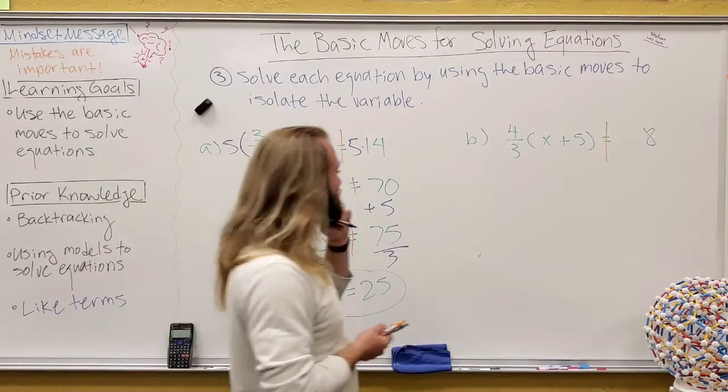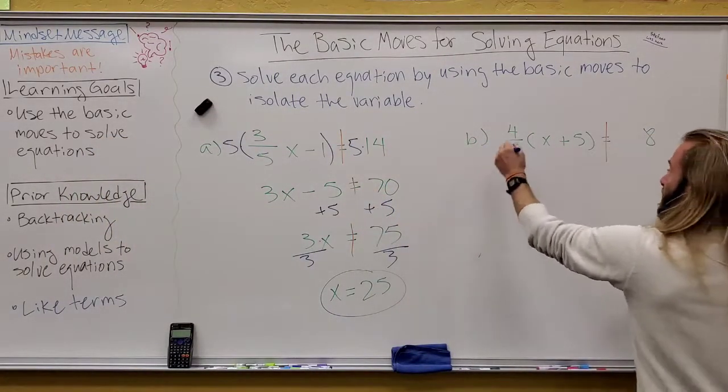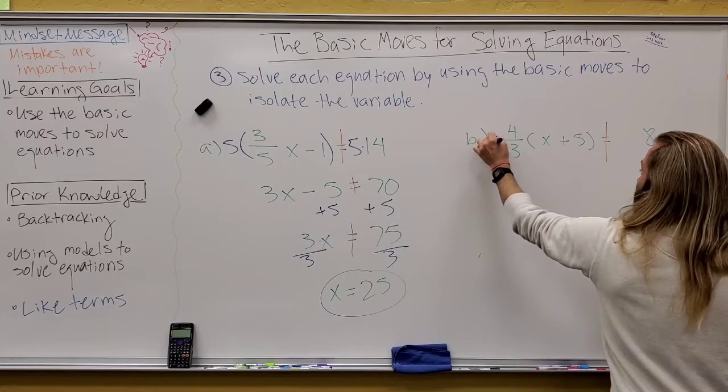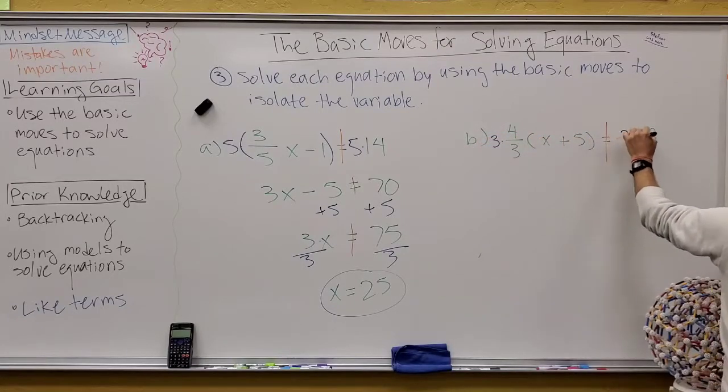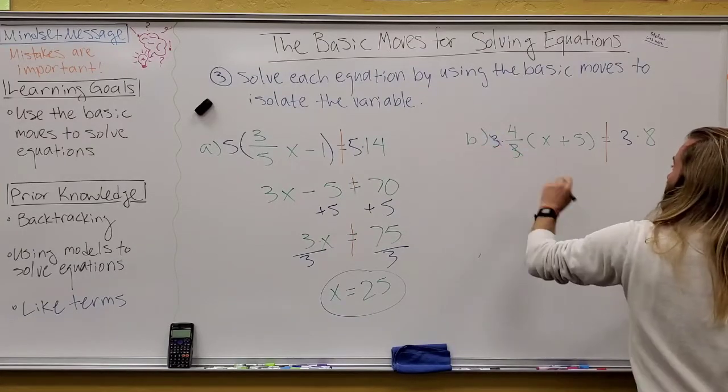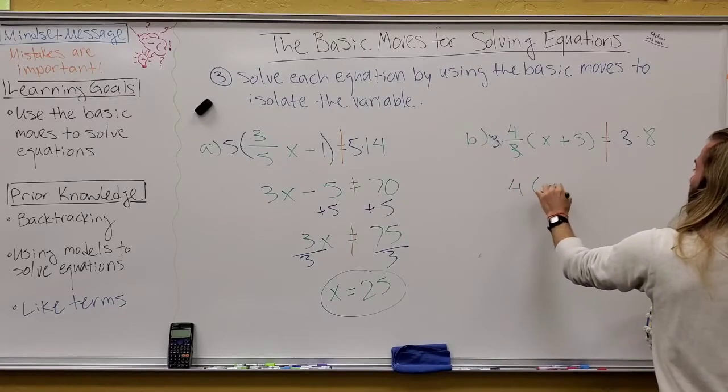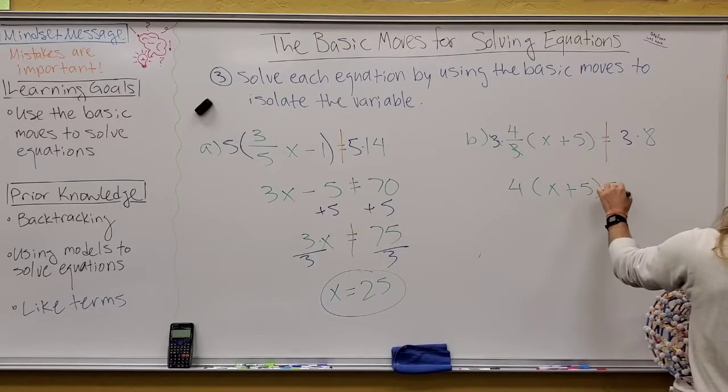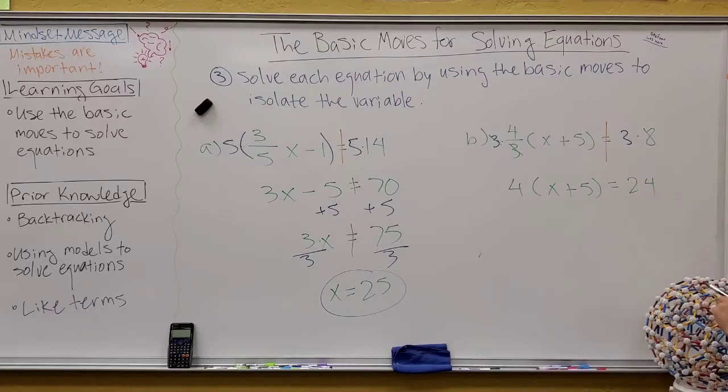Let's see what you came up with. If we do it this way, then what we're going to do is multiply by 3 there, and then I must multiply by 3 there, because that's what the denominator is. And that's going to give me, this cancels out, and I get just 4 times parentheses x plus 5, and that equals 24. Now here you have a couple choices.